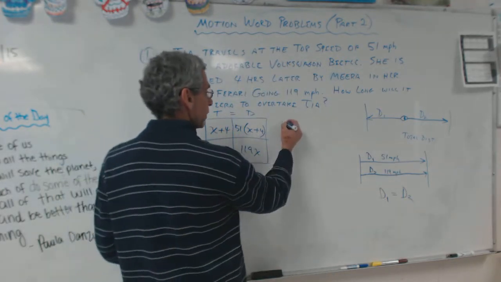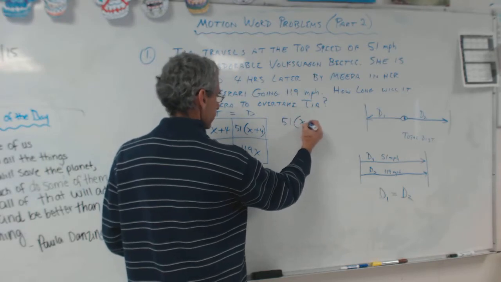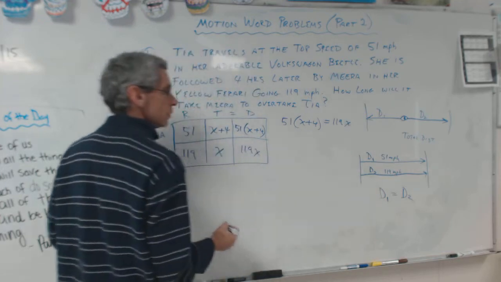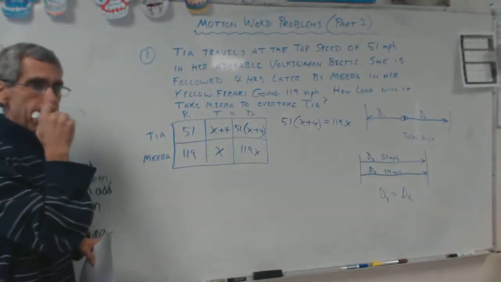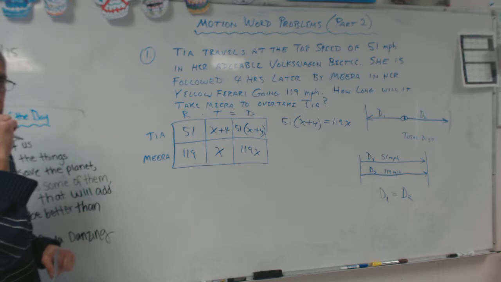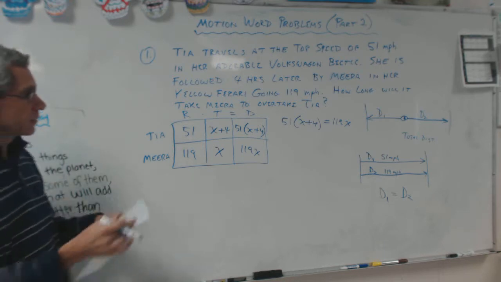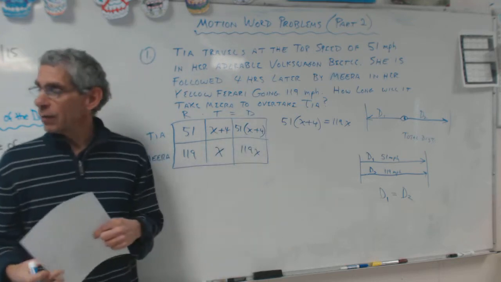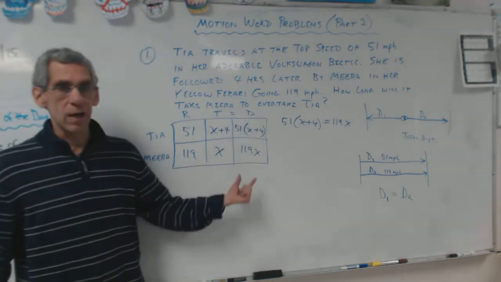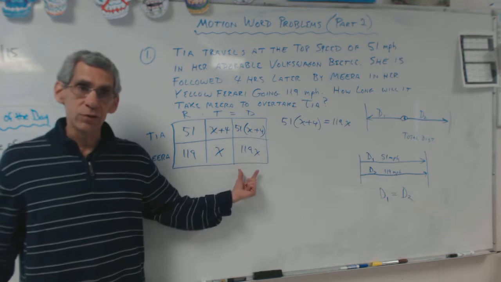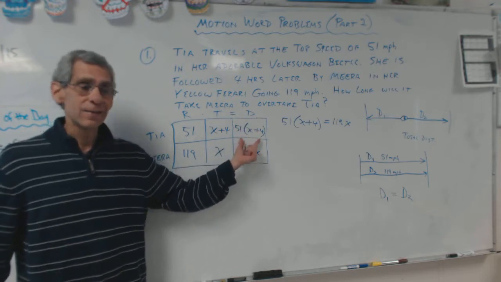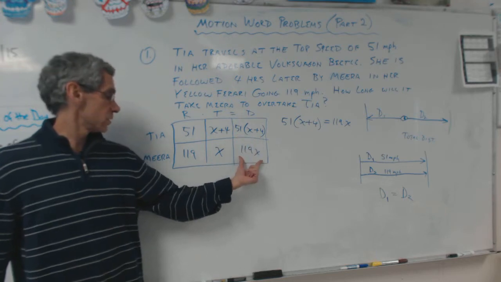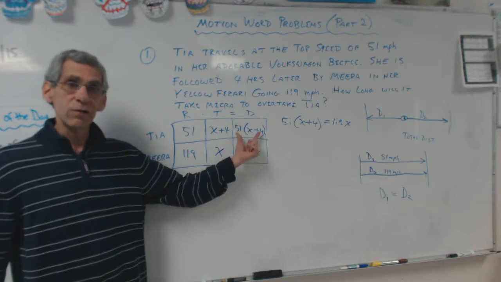So I'm going to write 51 times (x plus 4) is equal to 119x, right? You see that? But remember, you guys have to remember what these columns stand for. It's usually this last column that you're using, and that's the distance. This is the distance Tia actually traveled. This is the distance Mira actually traveled. And they're the same distance.